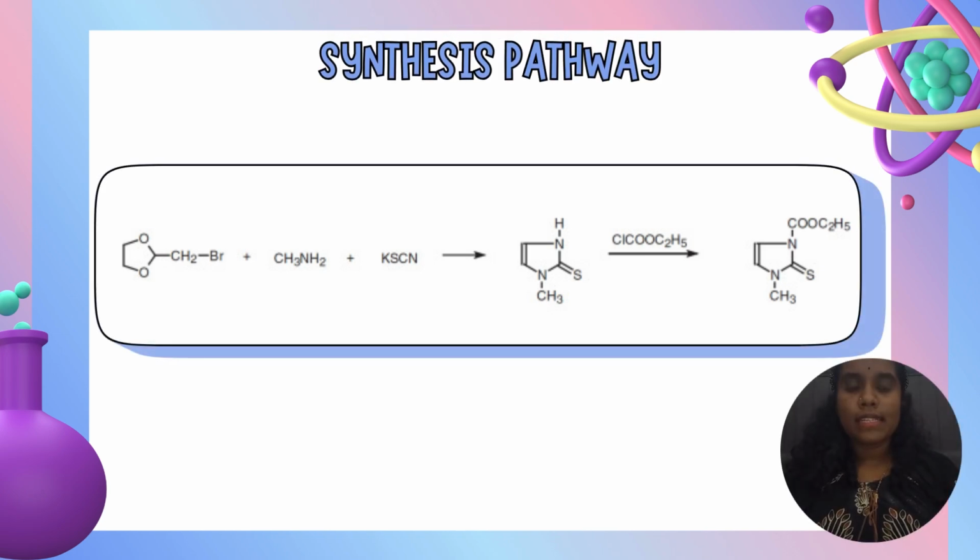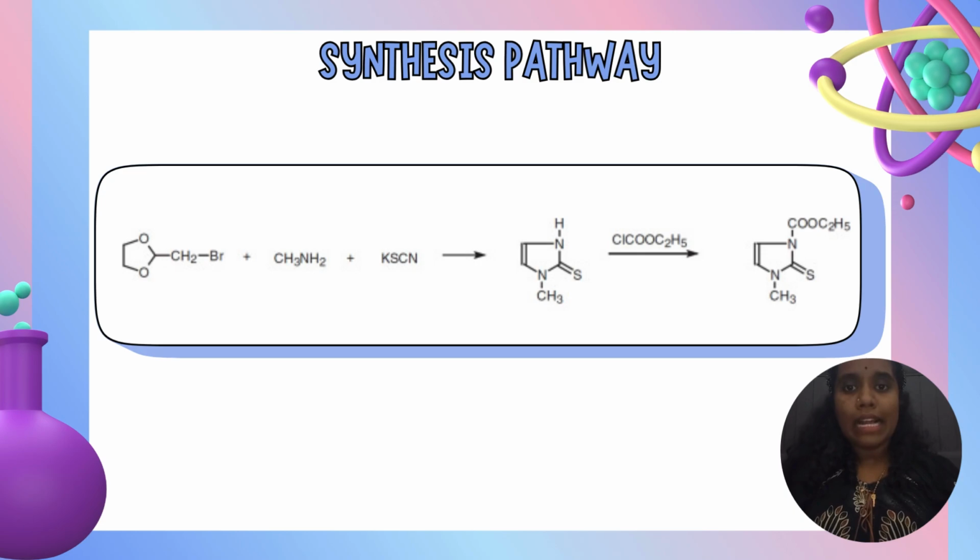Okay. Next is the synthesis pathway of carbimazole. The synthesis pathway depicted here is a simplified representation and might not reflect all the intricacies of the actual synthesis process. So carbimazole is synthesized in a multi-step process which involves nucleophilic substitution, intramolecular cyclization, and esterification. The starting materials included here are 2-iodobenzyl bromide, potassium thiocyanate, and methylamine.